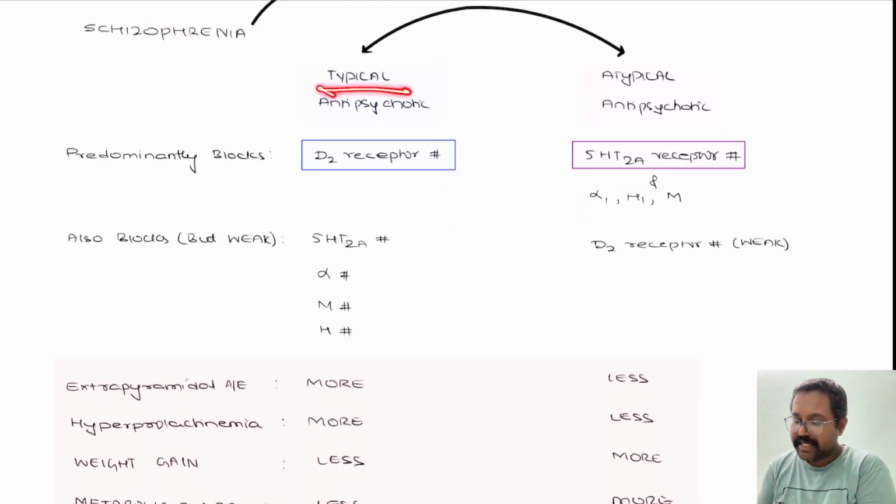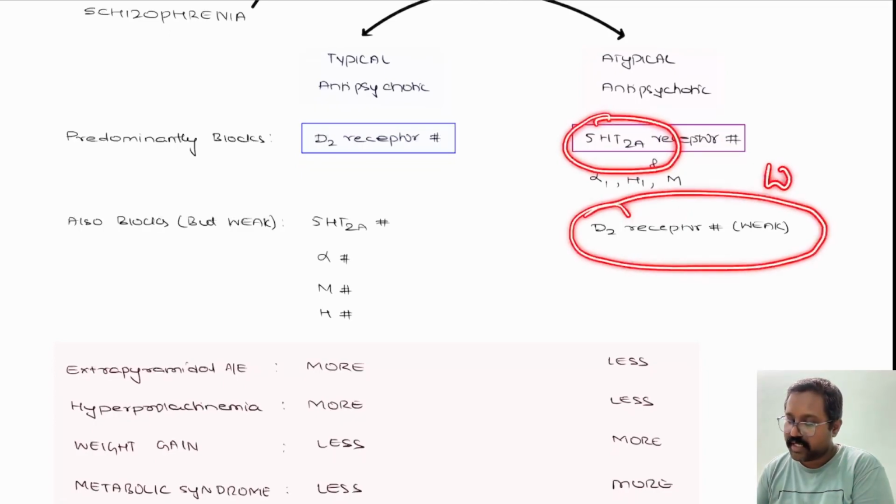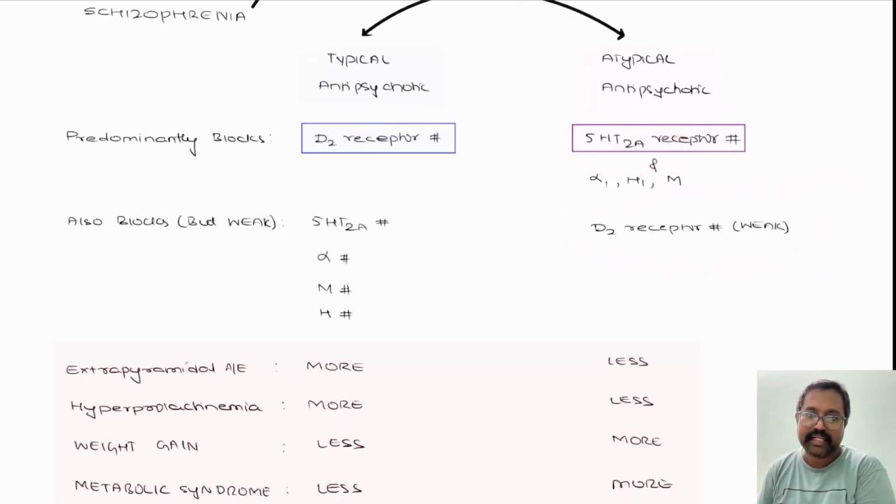Typical antipsychotics will predominantly block D2 receptors. Apart from that, they also block 5-HT2A, alpha, muscarinic, and histamine receptors, but predominantly it is D2. Whereas atypical antipsychotics predominantly block the 5-HT2A receptors. They can also block the other receptors, but predominantly 5-HT2A, with weak D2 receptor blocking activity.